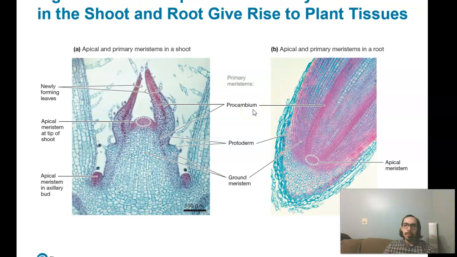So here you can see the apical meristem. So here is where the new cells are created. And then we see where the different tissue types develop. So we have the procambium. From the procambium, you get the vascular tissue. From the ground meristem, you get the ground tissue, and from the protoderm, you get the dermal tissue.